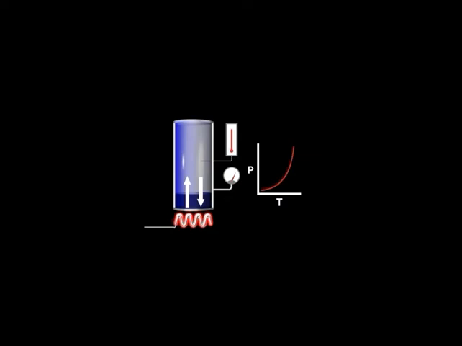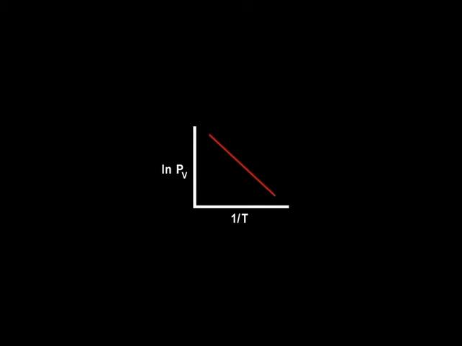The increase in vapor pressure with temperature is exponential. In this equation, A and B are constants that differ from one liquid to another. The absolute temperature is expressed in kelvins. When we take the natural log of both sides, we obtain this equation. It tells us that a graph of log vapor pressure versus the reciprocal of the absolute temperature should be a straight line.